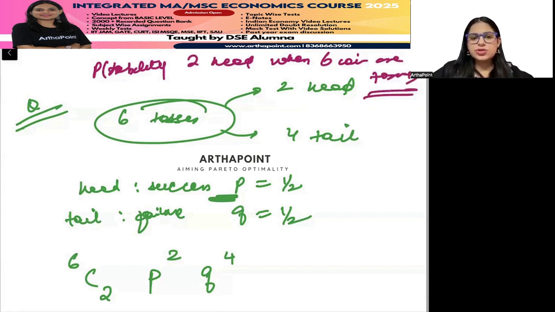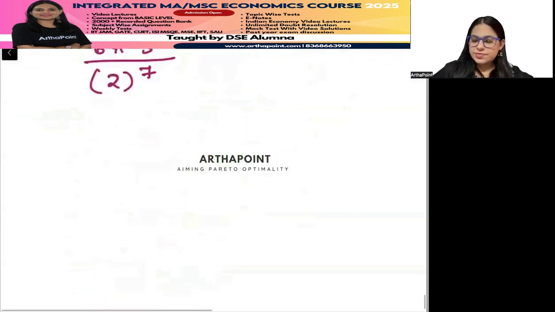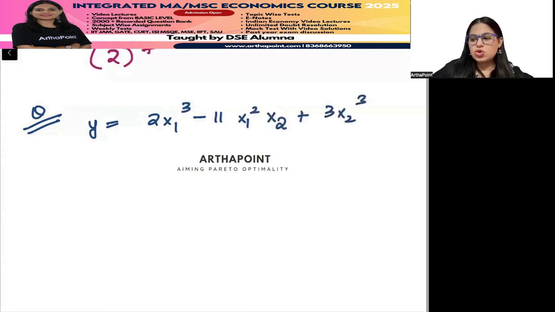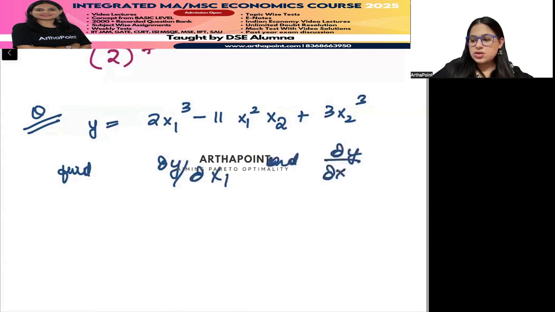So this kind of question can be asked in exam. ऐसे ही, suppose, there was this question that came, very simple again. So you are given a function y, and y is given to you as 2x1 cube minus 11x1 square x2 plus 3x2 cube. And now what I'm asking you to do, I'm asking you to find del y by del x1 and find out del y by del x2. So now you have to find the partial derivative.